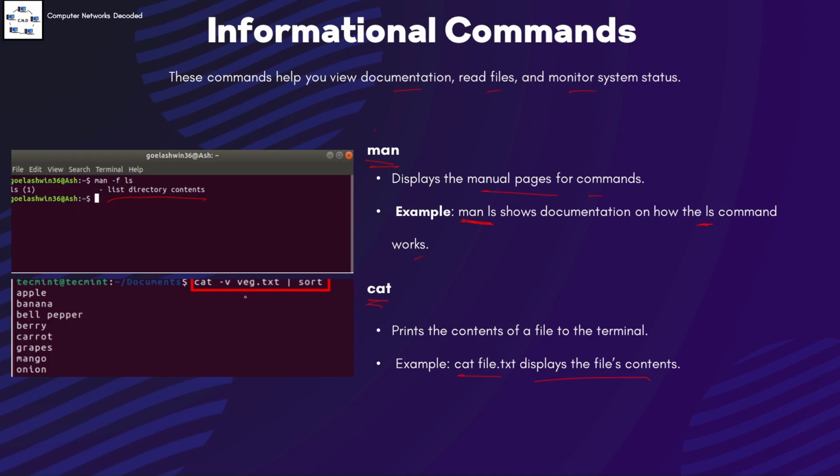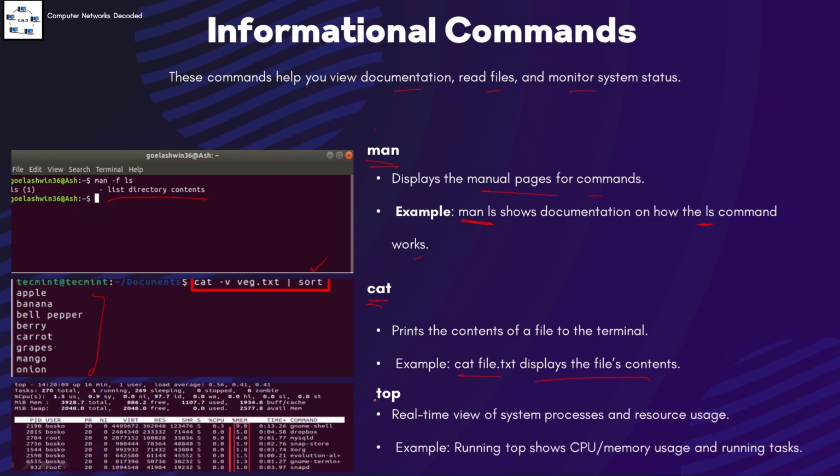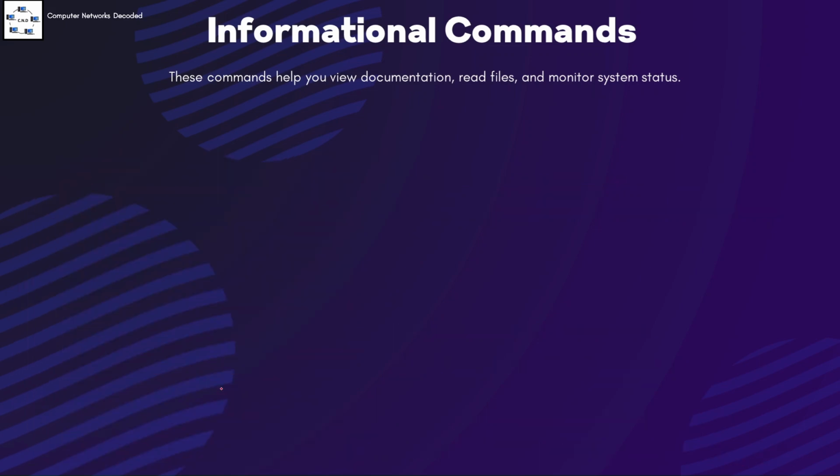Here we have used this command. We have also used some flags with it to sort it. So it has printed the content of this veg.txt file, but it has also sorted it in alphabetic order. Next is top. The top command shows a real-time view of system processes and resource usage. For example, running top shows CPU and memory usage and running tasks, as we have used over here.